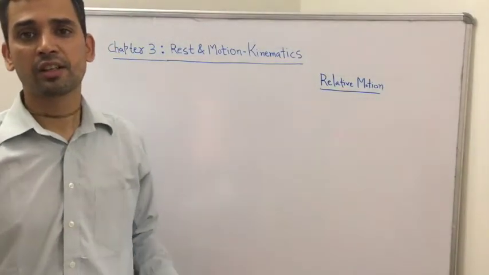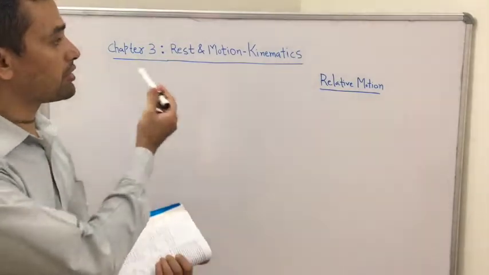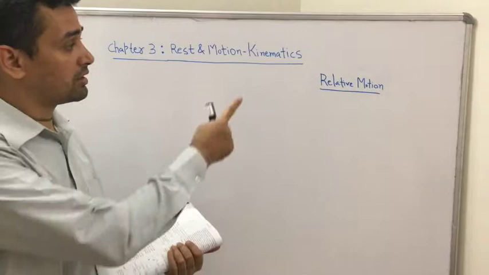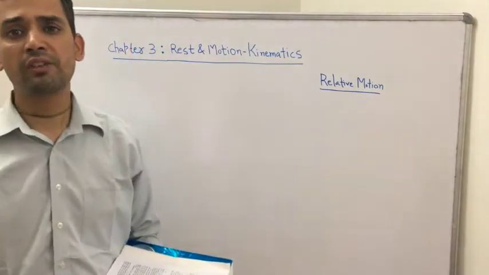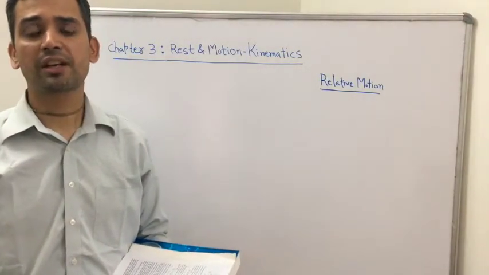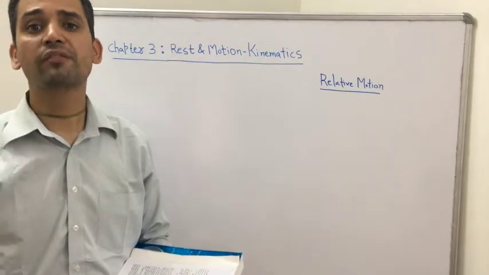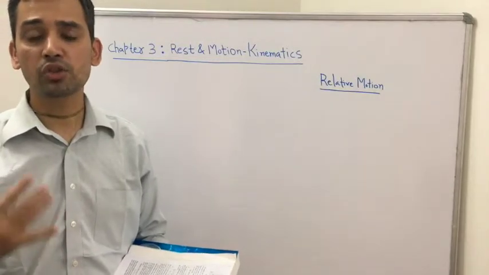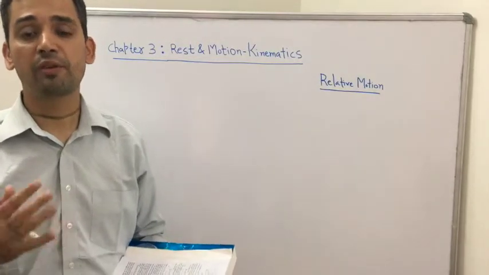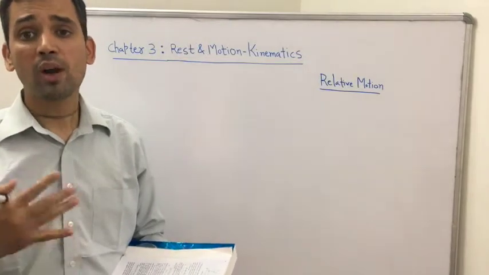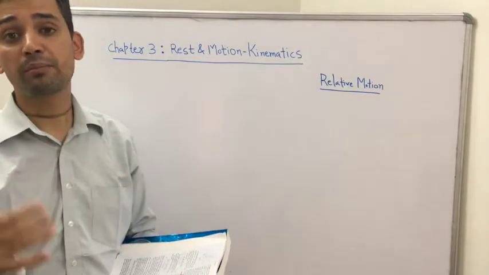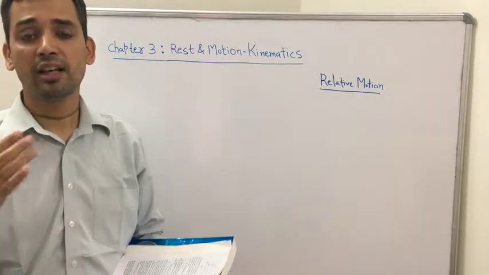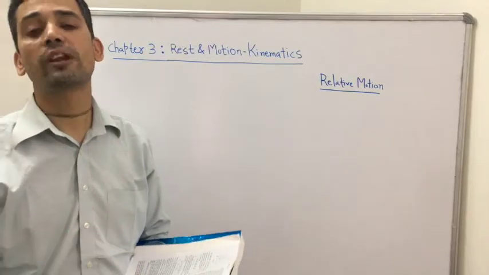Hello friends. Now let us conclude this chapter of rest and motion kinematics with the final topic of the subject, relative motion. So far we have tried to describe and understand motion based on one fixed frame of reference. Okay, and we know that acceleration, velocity, and position vector all depend on the frame of reference chosen. Now, what happens if we have two frames of reference? Can we relate the acceleration, position vector and velocity in these two frames of reference?